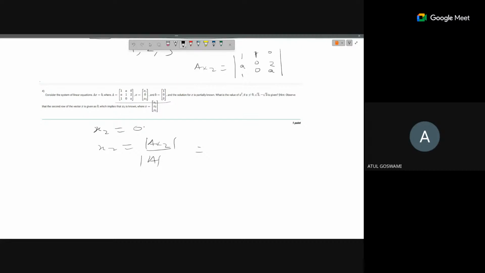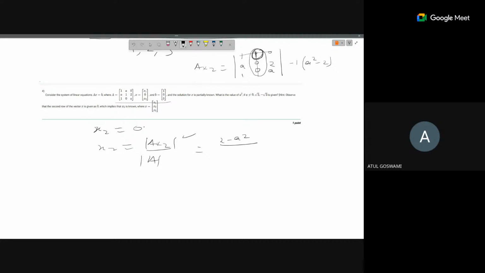This is the determinant. So what is the determinant? I am expanding along this, so plus or minus 1 and the minor of this entry. What is the minor of this entry? We delete this row and column, and we get A square minus 2. So basically it is 2 minus A square. This is the determinant of this one.